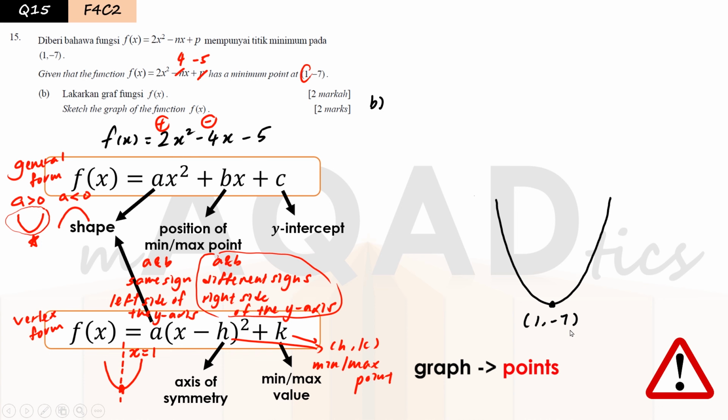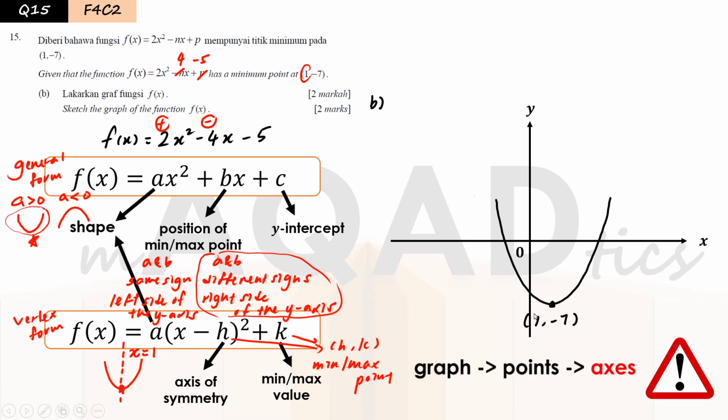So now, according to the coordinates of the minimum point, I am going to draw out the x-axis and the y-axis. Okay, so since the x coordinate is 1, it would be on the right hand side of the y-axis, and since the value is small, it will be closer to the y-axis. Okay, and for the y coordinate here, because it's negative, it would be below the x-axis, but here there's a huge gap between -7 and 0, so it will be further away from the x-axis.